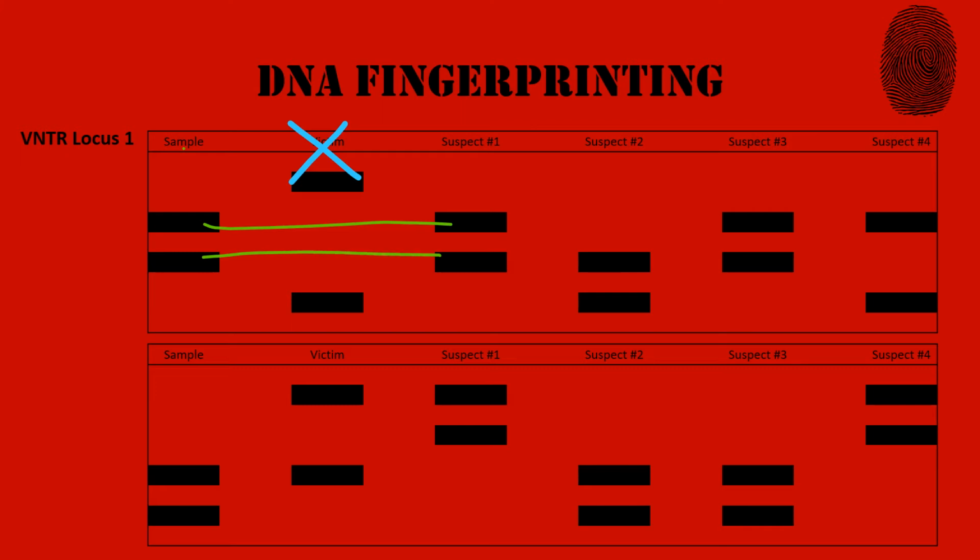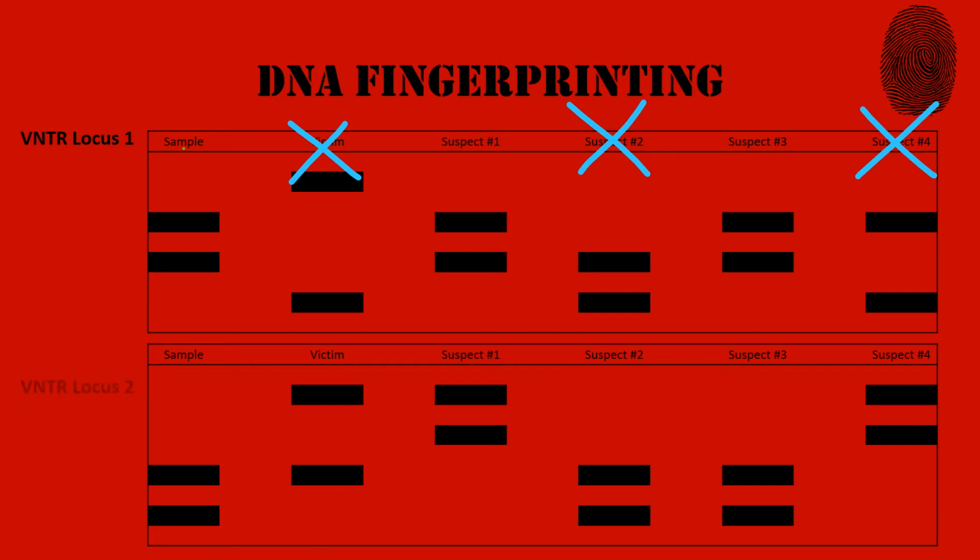For suspect 2, one of their alleles exactly matches the sample, but the other does not. Because both alleles do not match, suspect 2 could not have left behind this sample. For suspect 3, both of their alleles match the sample, so we cannot rule them out. Lastly, suspect 4 matches only one allele from the sample, and therefore we can cross them out. From this VNTR locus, police narrowed down their investigation to suspect 1 and suspect 3.